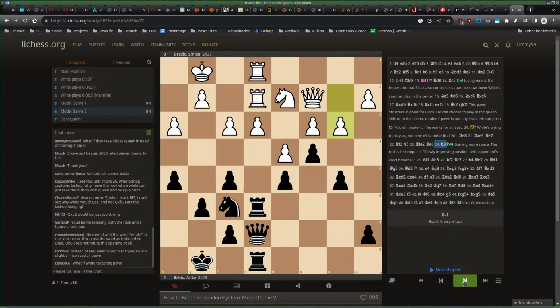Threatens to play b4, I guess, but they'll play a5 anyway. No, they'll go for something else. Gaining more space. The rest is technique of slowly improving position until opponents can't breathe. Yeah. So this is where you have to be the grandmaster to win.